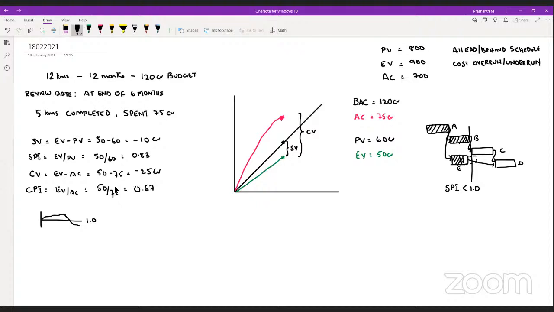Make sense? Yes. Good. Now, let us come here. So this is the state. 5 kilometers are completed like this. Now, what do you think happens with the remaining 7 kilometers of road that we are supposed to complete? What happens?